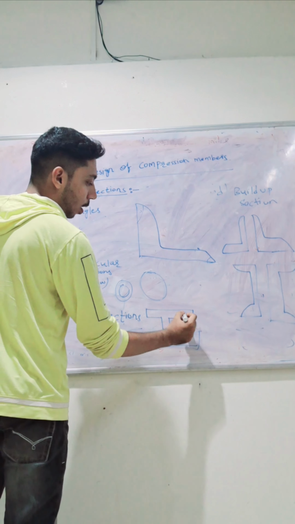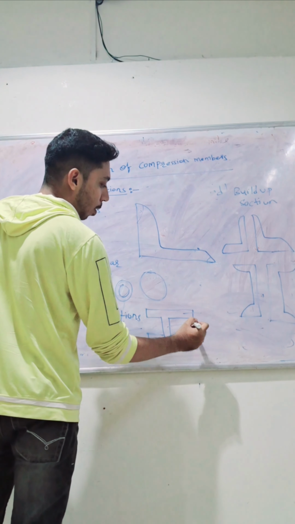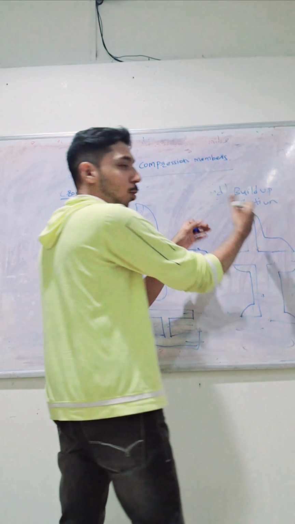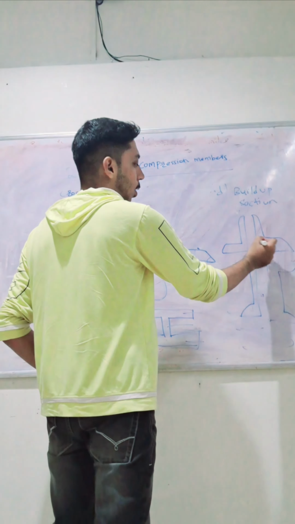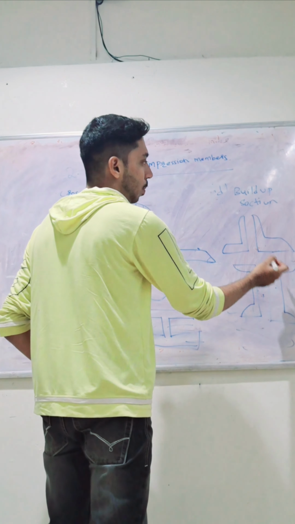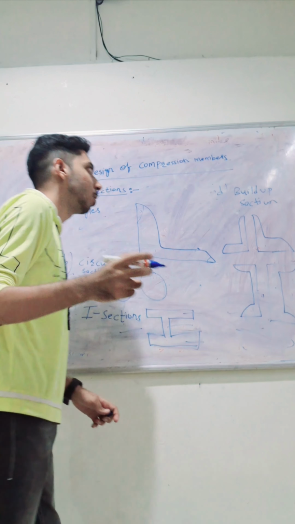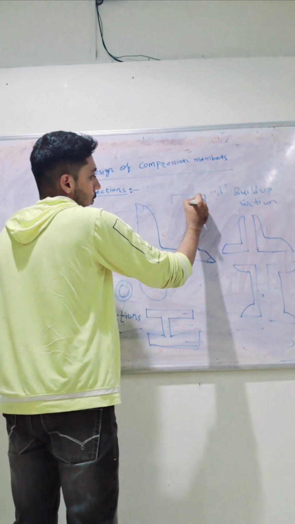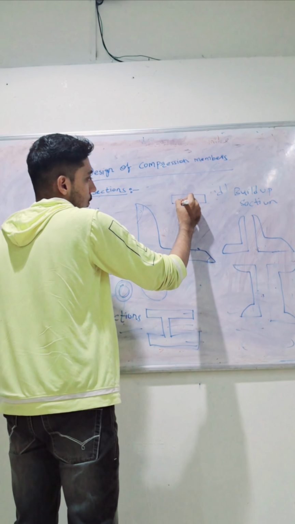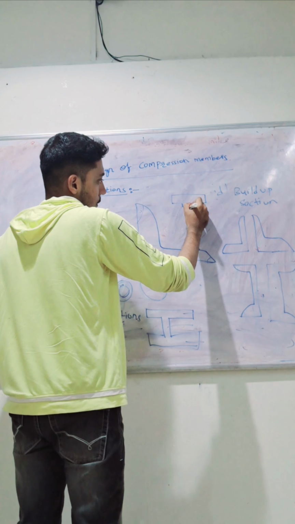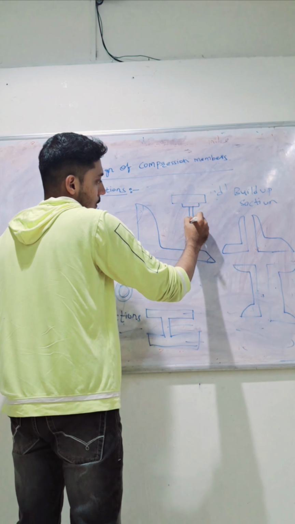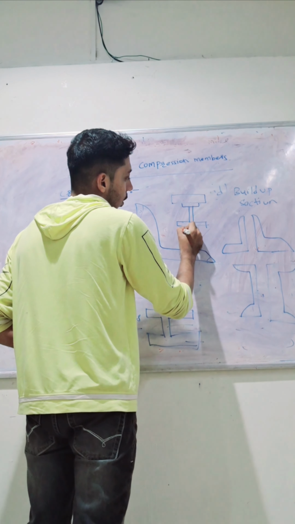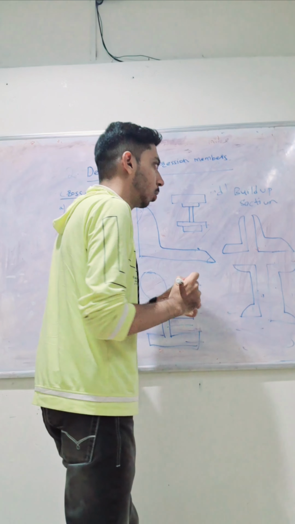You have two flanges, upper flange, lower flange, and web. Next we have built up sections connected back to back like this. This is back to back connected, this is also a back to back connected built up section, and one more would be like this. So it would be like that.